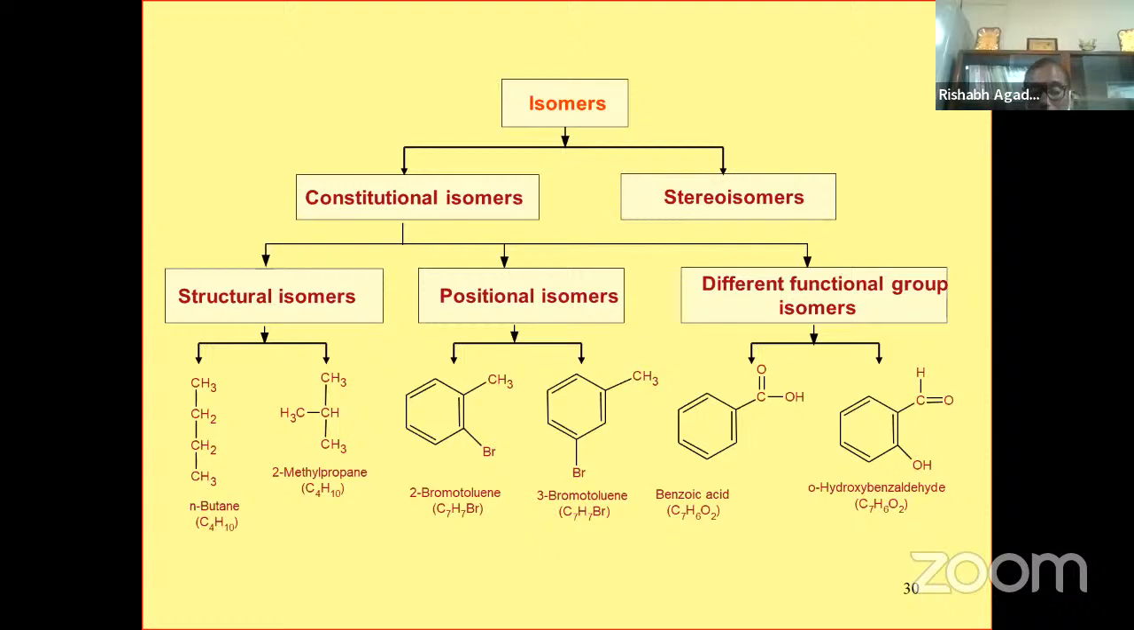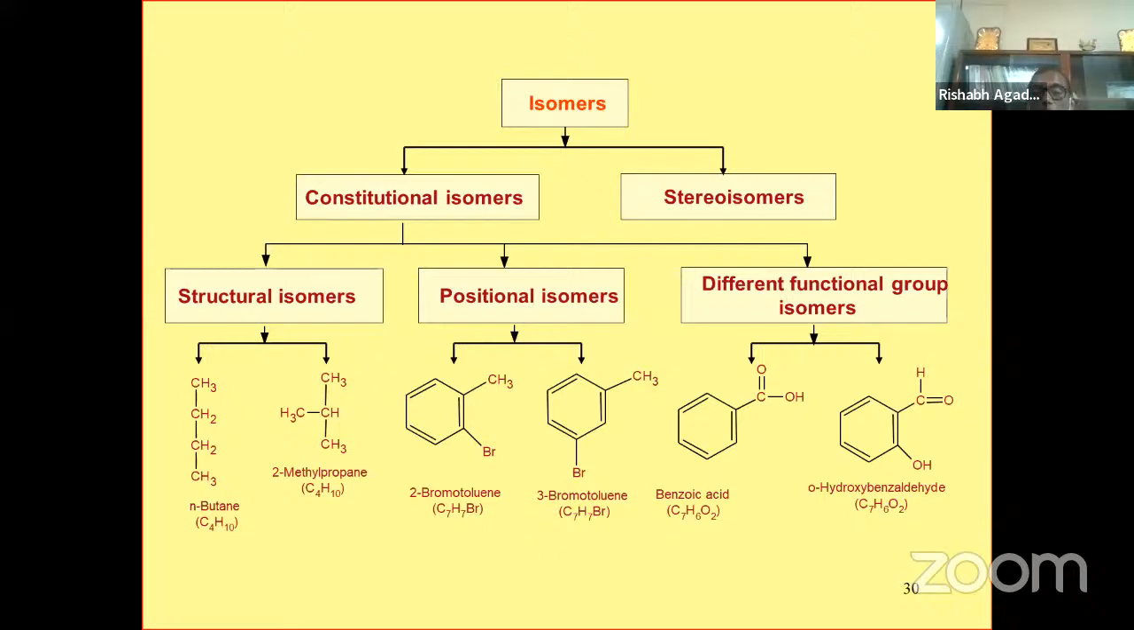Now these isomers: as our nation has a constitution, organic molecules also have their constitution, and those will be called constitutional isomers. If you apply stereochemistry and prefix the word stereo to isomers, they will be stereoisomers. The structural isomers, positional isomers and different functional group isomers are actually the constitutional isomers. Based on that, normal butane can be represented in another form, that is 2-methyl propane. That will be a structural isomer having the same molecular formula. Then the positional isomers: the position changes, 2-bromo changes to 3-bromo, and the molecular formula is the same.